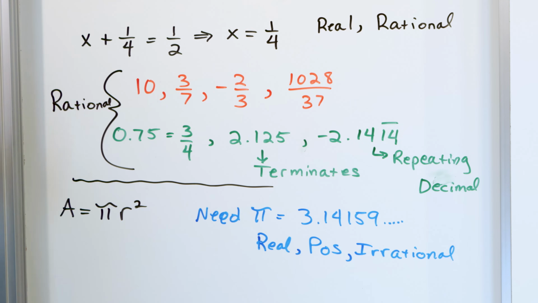But this is not the only irrational number that we've discovered. We have tons of irrational numbers. Let's talk about another equation. What about x squared is equal to 2? This is another kind of equation. How do I solve this equation?